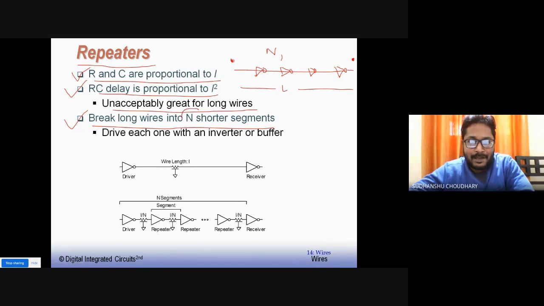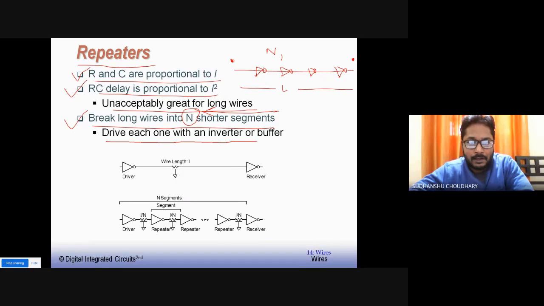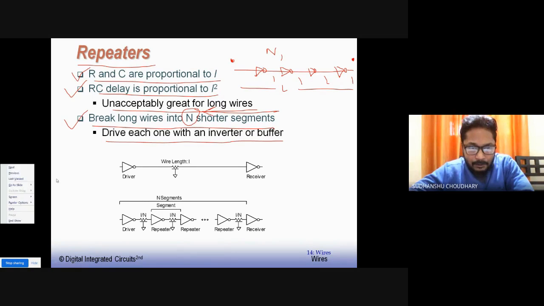Now, how many shorter segments? That is again a problem here. In this course, when we cover our section on CMOS inverters, we'll talk about how many shorter segments should be created on a long wire. This n also depends on the number of inverters or buffers which we are using here, so it also depends upon the number of segments. Then drive each segment with an inverter or buffer so that the strength of the signal is the same at each point along the wire.